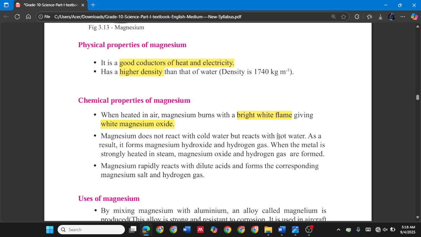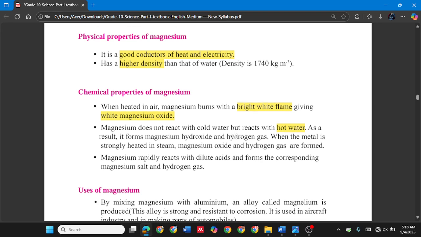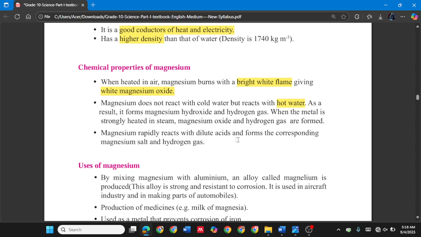That means you remember when sodium reacts very vigorously with cold water, but magnesium does not react with cold water and it reacts with hot water. As a result, it forms magnesium hydroxide and hydrogen gas. When the metal is strongly heated in steam, magnesium oxide and hydrogen gas are formed.